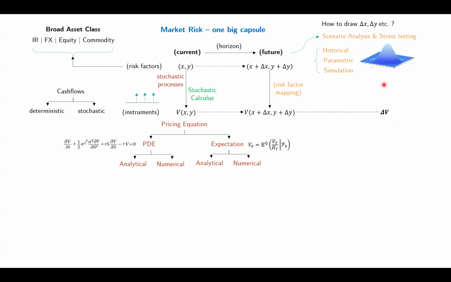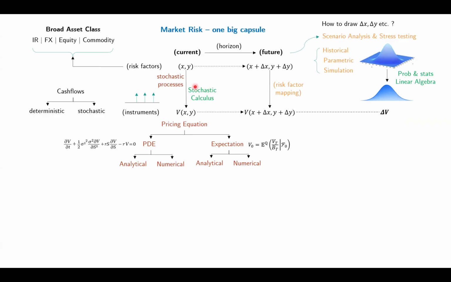How do I go from here to here? I have delta X, delta Y, a multivariate distribution that tells me how likely these changes are. I need a single distribution for the portfolio change or the instrument value change. Something like this. To go from here to here, you need to know a lot of theorems and be very, very comfortable with probability, statistics and a bit of linear algebra. Anything that you see in green is part of your foundation. It's your core, technical core.